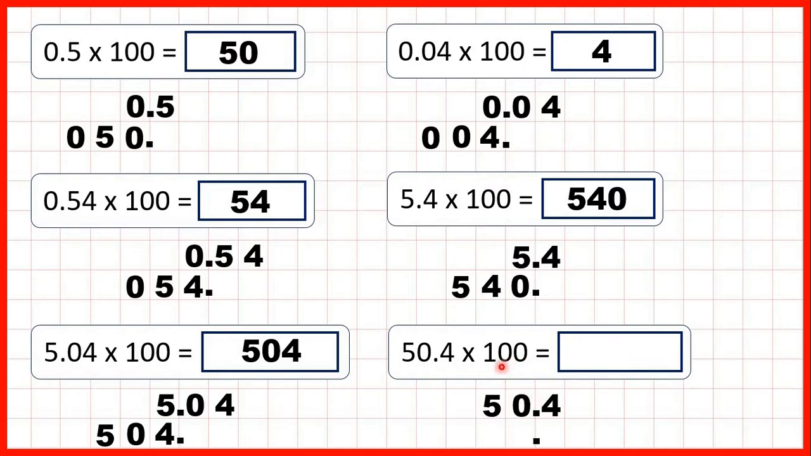And finally, 50.4 times 100, we copy down the decimal point. In 100, we have 2 zeros, so the digits are moving 2 squares, and we're multiplying, so the number's getting larger, the digits are moving 2 squares to the left. Now we have an empty ones column, so we need to write a 0 in this empty square to give us our answer, 5040. Notice that this answer is 10 times bigger than our previous answer, and that's because 50.4 is 10 times bigger than 5.04.